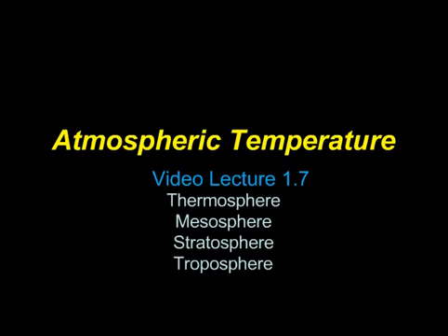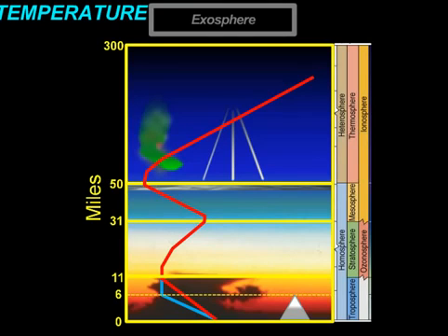Now we're going to look at the atmospheric layers based on temperature characteristics. We'll focus on the atmospheric layers in that red line on this image. If we look at the red line, it goes back and forth. It goes to the left, and then to the right, and to the left, and to the right as it works its way up.